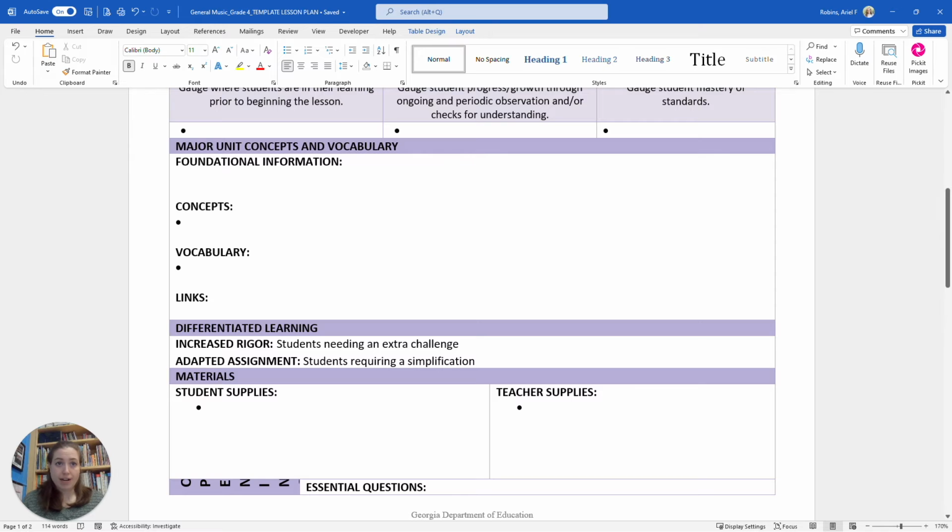This is also nice to write down ahead of time, what the students will need and what the teacher will need. If you write that ahead of time in the planning process, then when it's time to implement the plan, you'll have that list right there, and you'll just be able to pull out those materials.